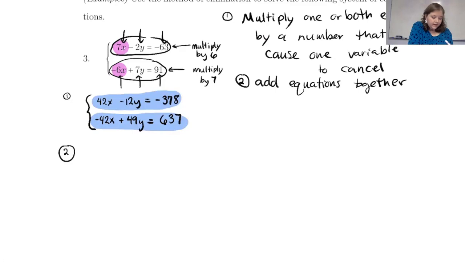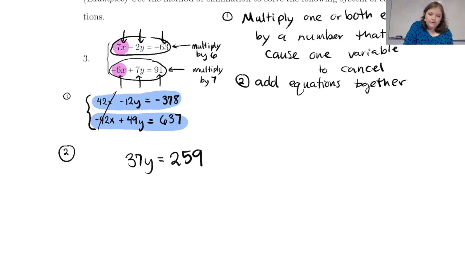637. So these first two, 42x and negative 42x, cancel out, and we're left with just 0x, or 0. Adding 0 doesn't do anything, so I'm just going to say those totally cancel. Nothing left. Then we have the second term, negative 12y plus 49y. When we add those together, we get 37y. And then the third terms, negative 378 and 637. When we add those together, we get 259.